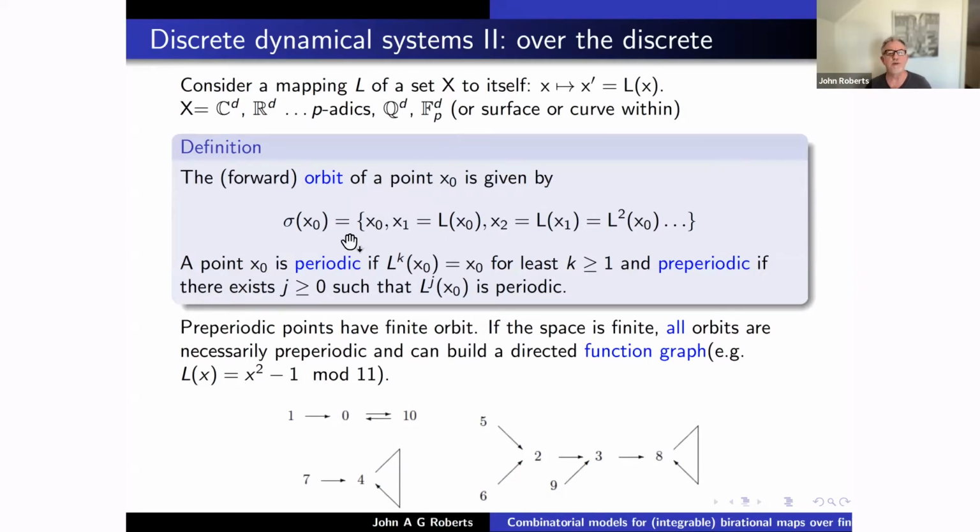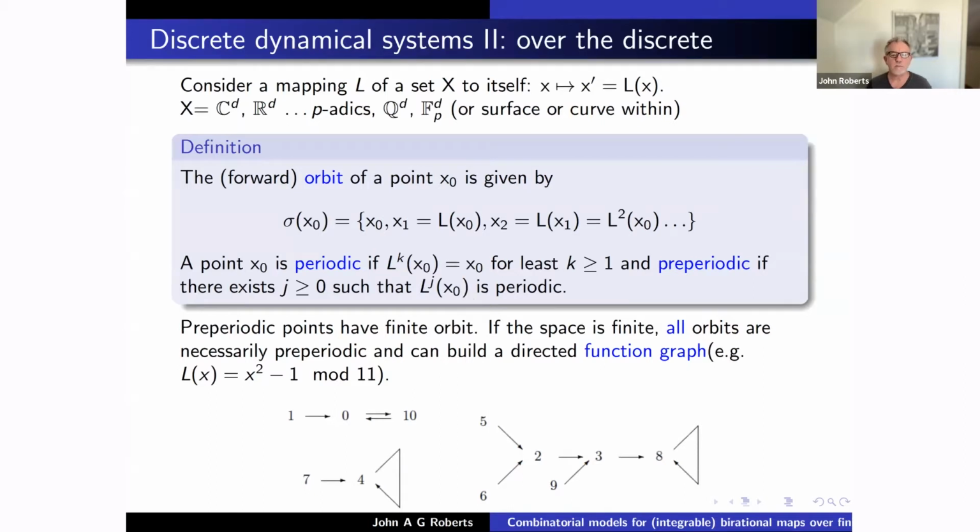So I think we all know what the orbit of a point is, and we know that a point is periodic if some iterate returns you to that point. And it's called pre-periodic if there is a little pre-tail. So in other words, you start off and then you reach a point which is periodic. So it looks a bit like a tadpole, and some people call it a rho shape because of the Greek letter.